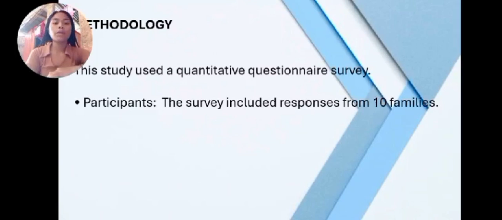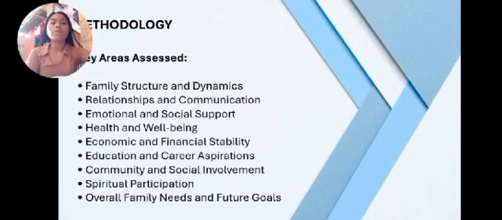This study used a quantitative questionnaire survey. The survey included responses from 10 families. Key areas assessed are the family structure and dynamics, relationship and communication, emotional and social support, health and well-being, economic and financial stability, education and career aspirations, community and social involvement, spiritual participation, and overall family needs and future goals.